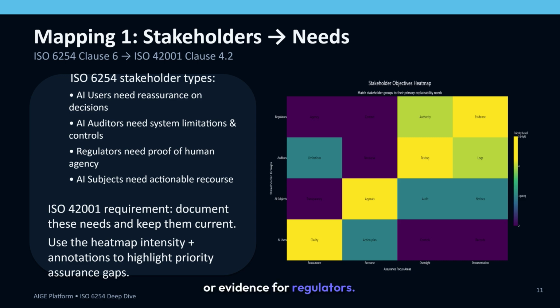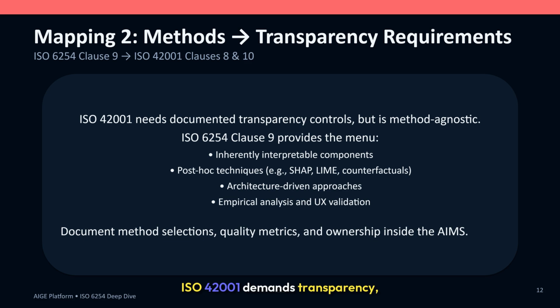or evidence for regulators. ISO 42001 demands transparency, but doesn't quite describe how. ISO 6254 clause 9 is the menu: interpretable components, post-hoc techniques, architecture-driven methods, empirical validation. Document the methods, quality metrics, and the owners in the aims.